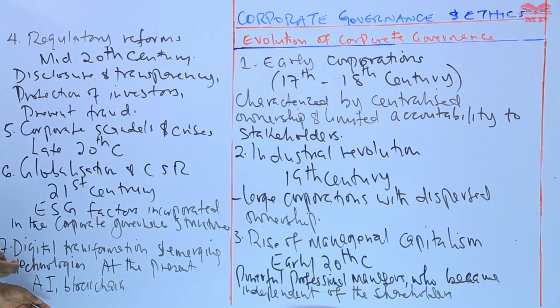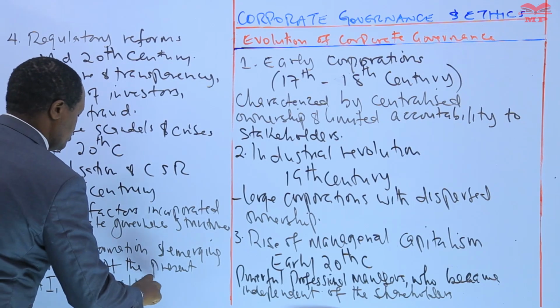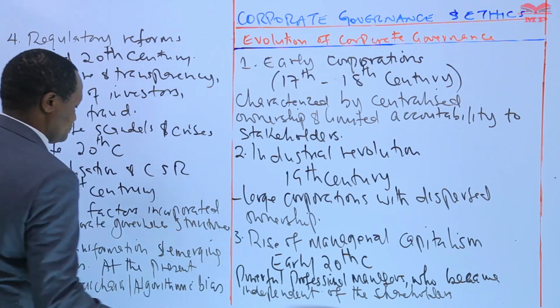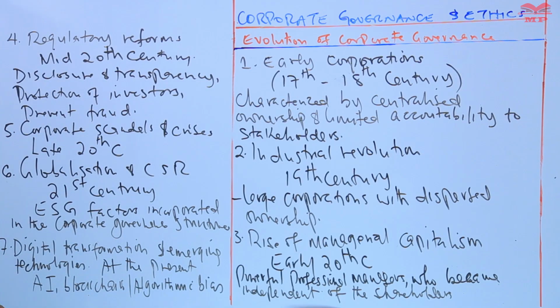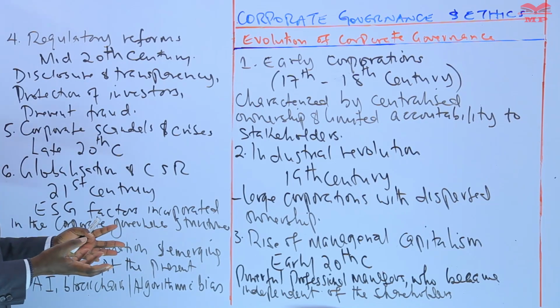We have challenges like algorithmic bias, cybersecurity challenges, privacy challenges, and so on. So that is where we are today. Digital transformation and emerging technologies in corporate governance. So this is a brief evolution of corporate governance.